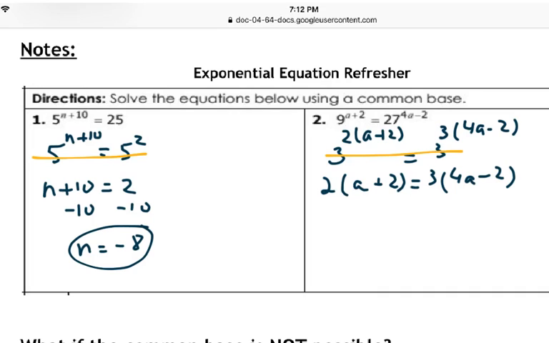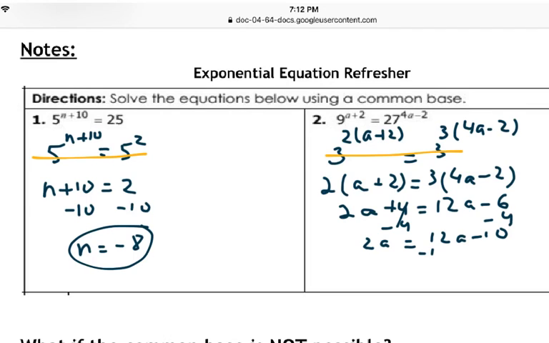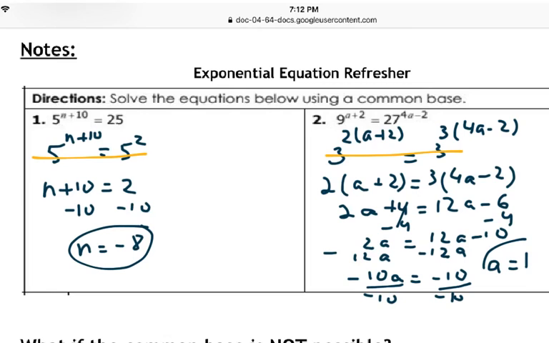4a minus 2. We have to distribute, so I have 2a plus 4 equals 12a minus 6. Now let's move this 4 to the other side, and we have 2a equals 12a minus 10, and let's move negative 12a to the left. So I have negative 10a equals negative 10, and in this case a is 1.